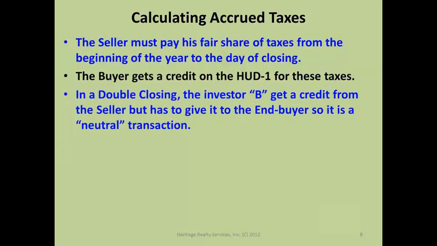Now, in a double closing, the A to B, A being the original seller, whether it be a lender, a homeowner, or anyone else, that's A investor, so to speak. The B investor is us. We're the investors buying the property. And then when we resell it, we're B investor, it sells to an end buyer who is C. In a double closing, us as the investors on the B side, we get a credit from the seller, and we have to pay the end buyer. So that transaction, if it takes place the same day, is what I call a neutral transaction.